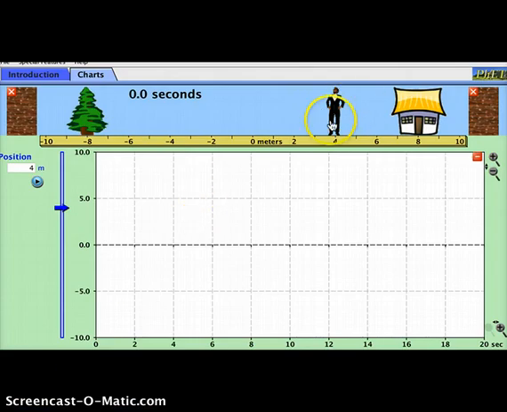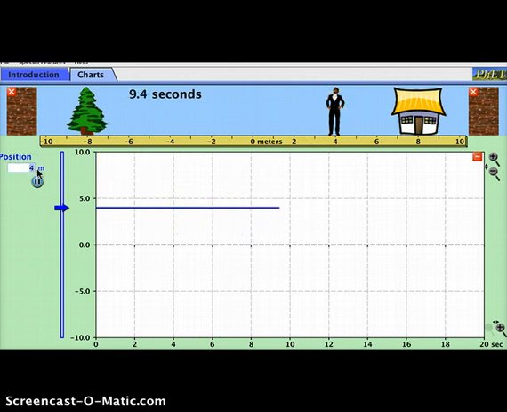Okay, so here's our moving man up here, and we're going to watch him move and see what graphs are made down here. We've got our position on our y-axis, and we've got our time on our x-axis here. So let's see what happens when we just press play, and he doesn't move. Okay. We get a basic straight line going across and he's not moving.